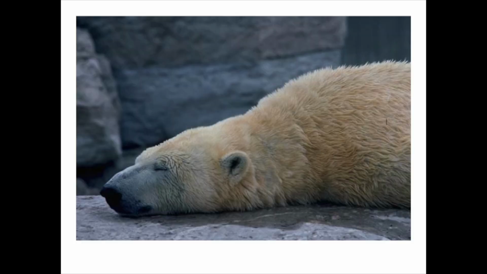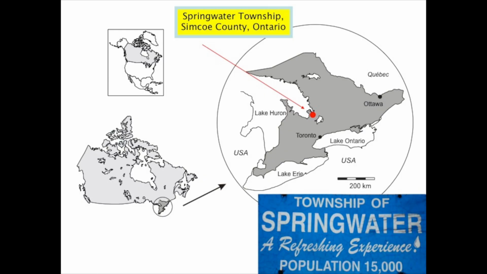Okay, so I wanted to put these numbers into perspective, and now I want to talk about the spring waters of Springwater Township. So Springwater Township is in Simcoe County, approximately 90 minutes north of Toronto. Don't throw anything, okay? I'm from Toronto originally, but I've been away for a long time, so it doesn't count.